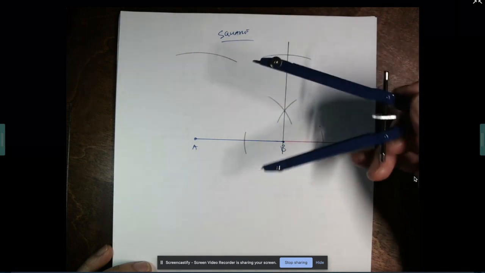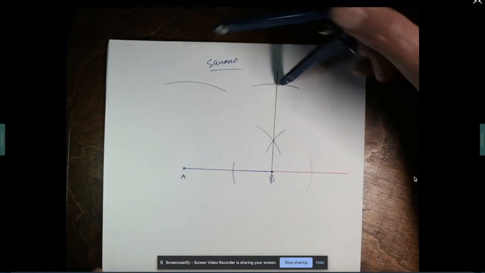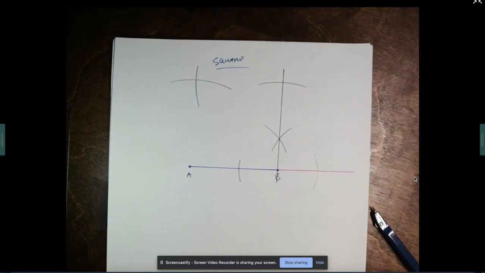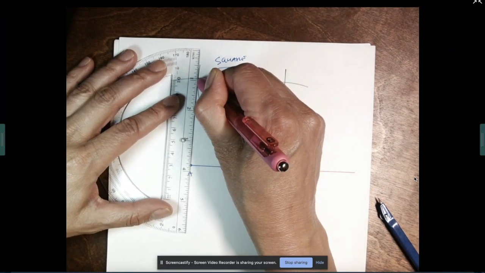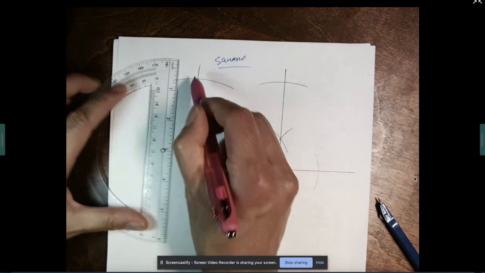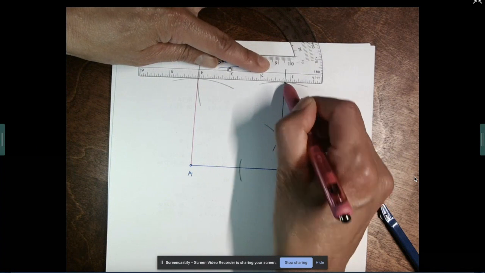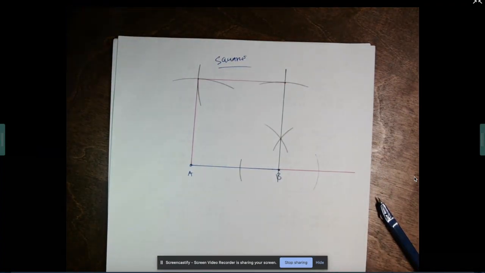And then, with the same compass setting, put your compass on this intersection point and strike an arc this way. Now, does anyone see the square? It's this intersection point to point A, and then this intersection point to this intersection point. And there's your square. Super cool.